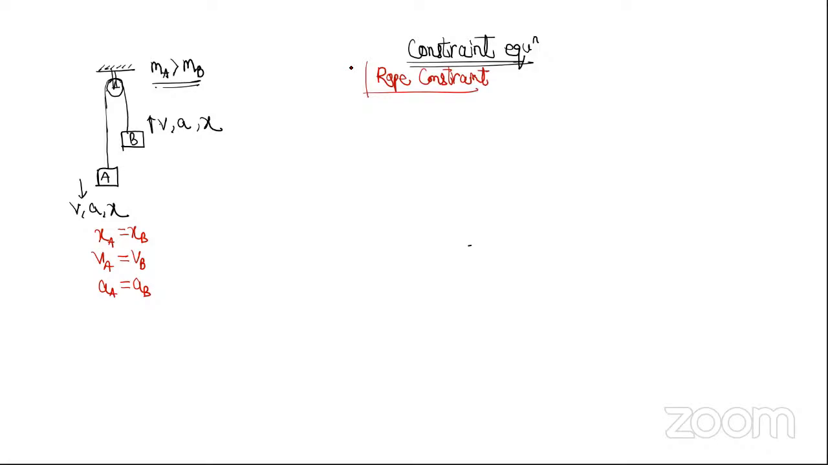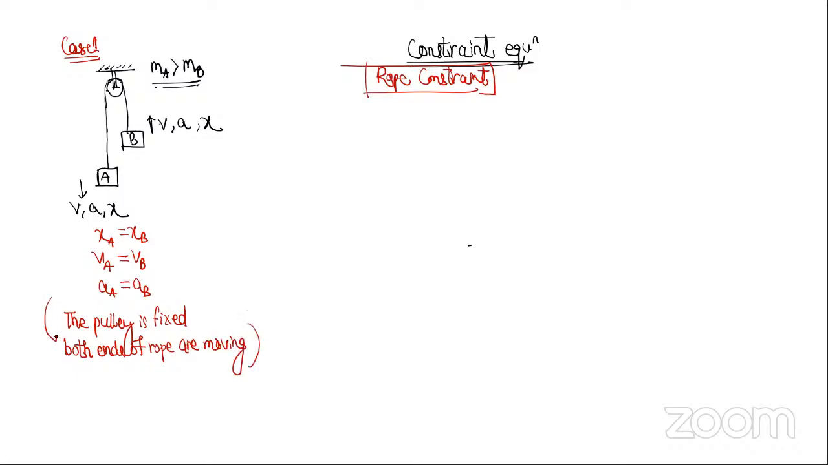So this was a simple case which I told you. Now let's remember this as case one. What is case one? Here the pulley is fixed. Fixed in the sense the pulley is not moving. It is at the same location. Both ends of the rope are moving. This was case one, right.